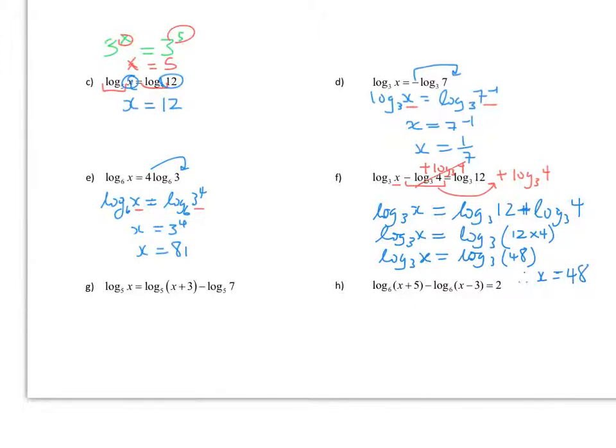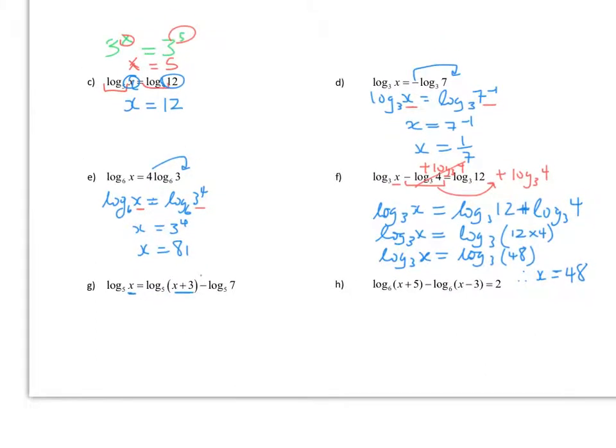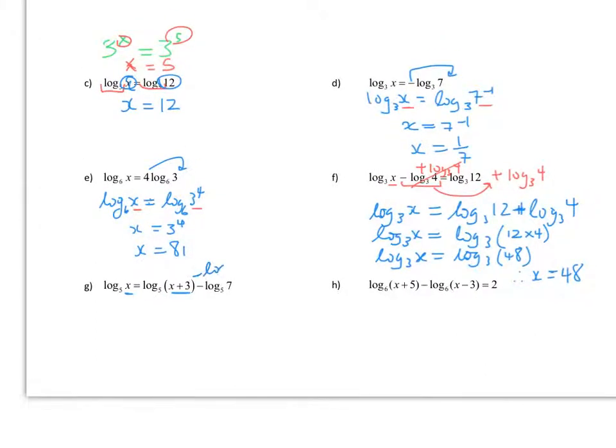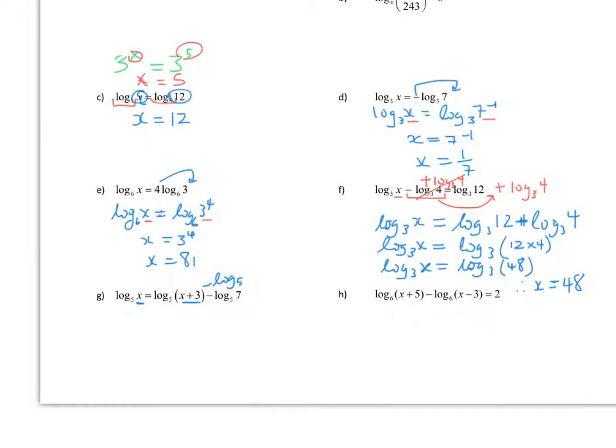The next one here, I want to get my x's on one side. So I have one with x's here, I have this with x's. I'm going to subtract the log of x plus 3 with a base of 5 from both sides.